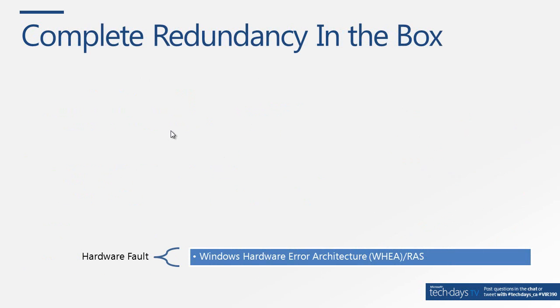So essentially, when you look at foundation for private cloud and redundancy and high availability, we really have complete redundancy in the box. If you look at it from the bottom up, at the hardware fault layer, we've got Windows hardware error architecture. So if anything does in fact end up happening at the hardware layer, the OS takes care of it and remaps pages for the VMs and so on, and it still allows you to keep on going.